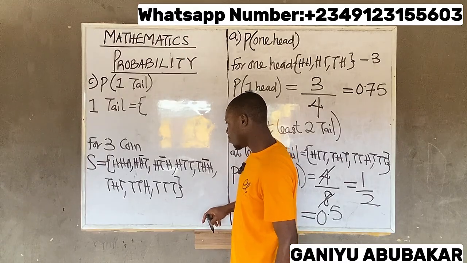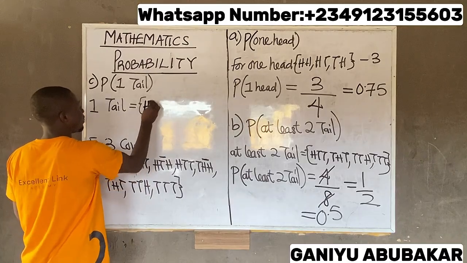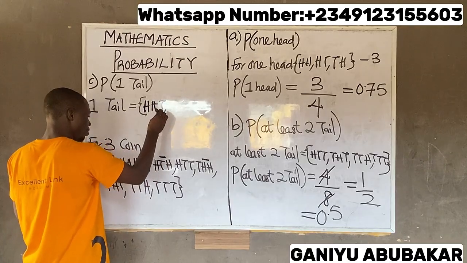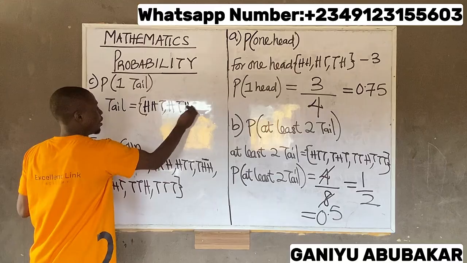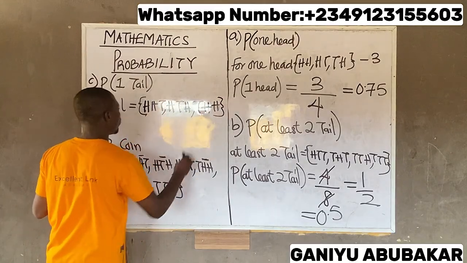So we have three possible outcomes. That's head, head, tail; head, tail, head; and tail, head, head. This is exactly one tail.